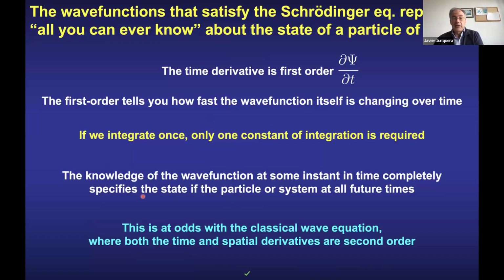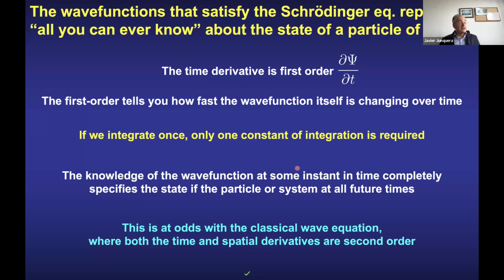As I was describing before, the wave functions that satisfy the Schrödinger equation appear here under a first order derivative with respect to time. That means that we have to integrate once over time. Every time you integrate, you have a constant of integration, okay? So if we have to integrate once, only one constant of integration is required. That means that the knowledge of the wave function at just a given instant of time completely specifies the state of this particle at all future times.